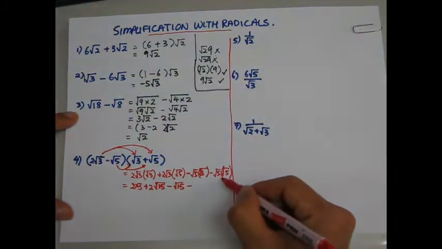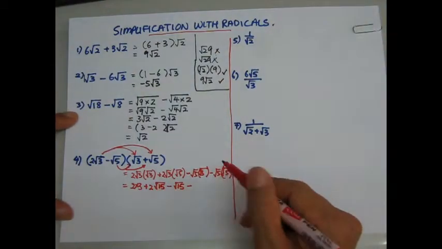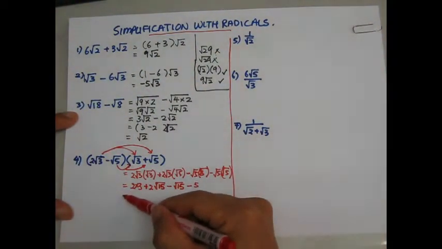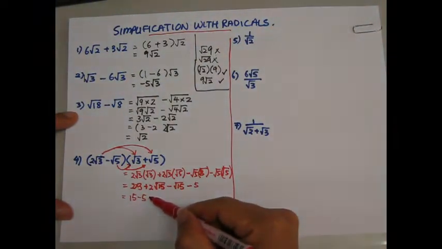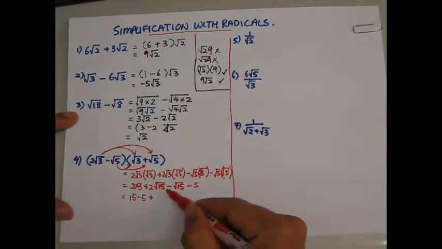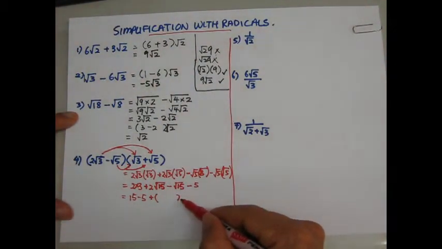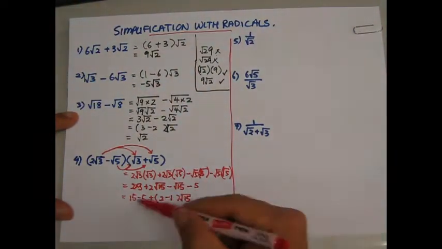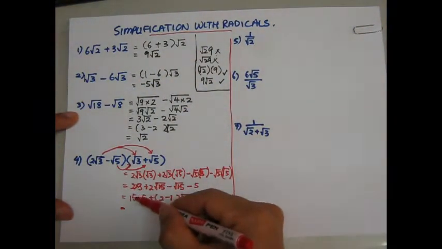Here is negative 5 times negative 5, square root of 5 times square root of 5, that gives me 5. Okay, so simplifying further, I'll have 15 minus 5 plus, here is a common factor. These two terms have a common factor, square root of 5, square root of 15, and then 2 minus 1. So the answer to this is 15 minus, 2 times 3 is 6.